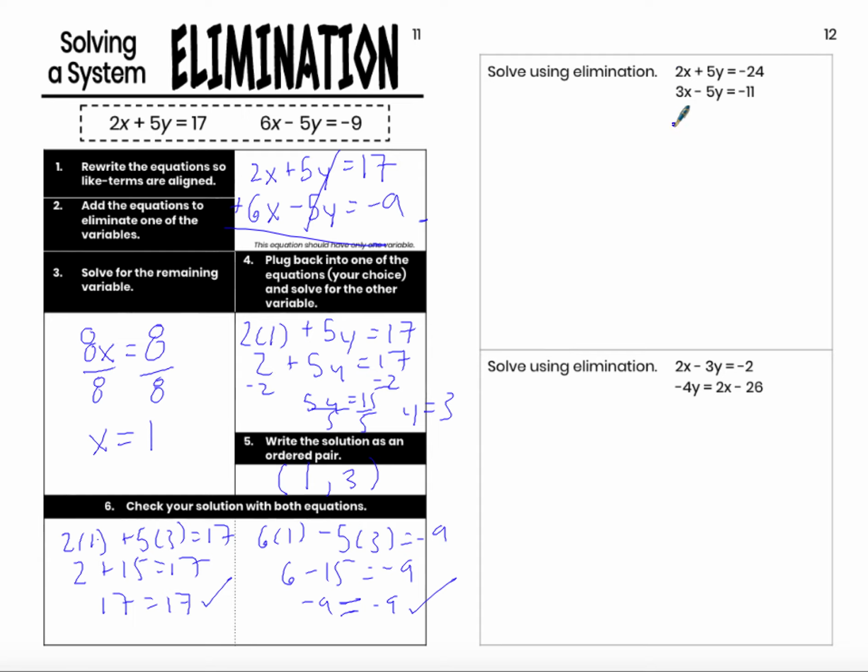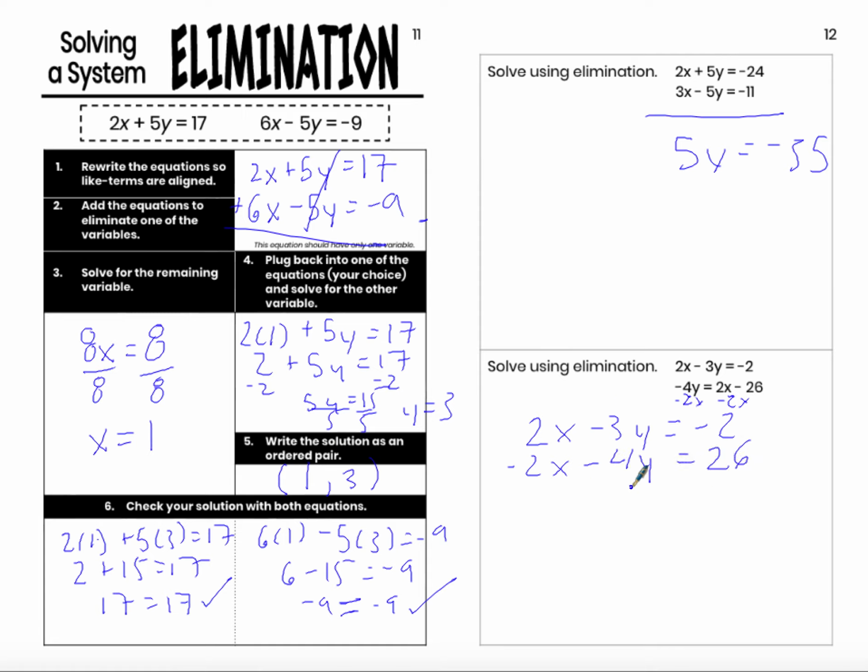This first example is already set up. When I add them together, the y terms will add to 0, just like on the left, and we will have a one-step equation. In the second example, we would need to first rewrite the second equation so that the x terms and the y terms are stacked. In this case, that involves transforming the equation. So subtracting 2x from both sides. And now we are ready to go.